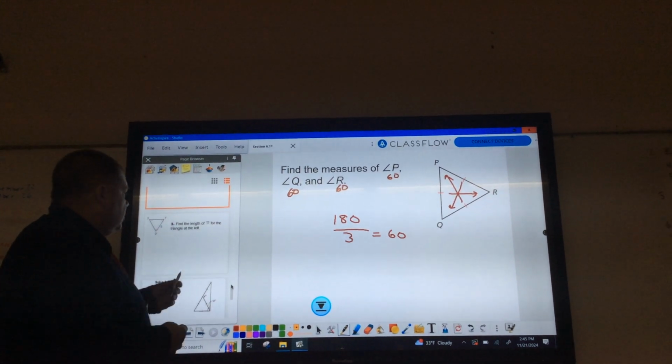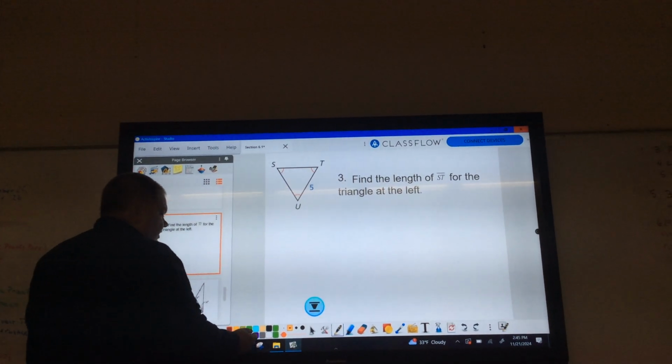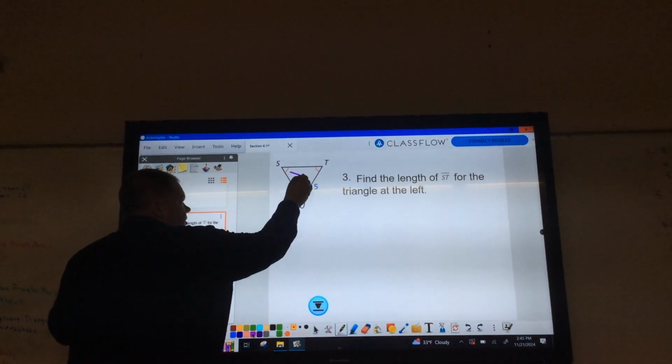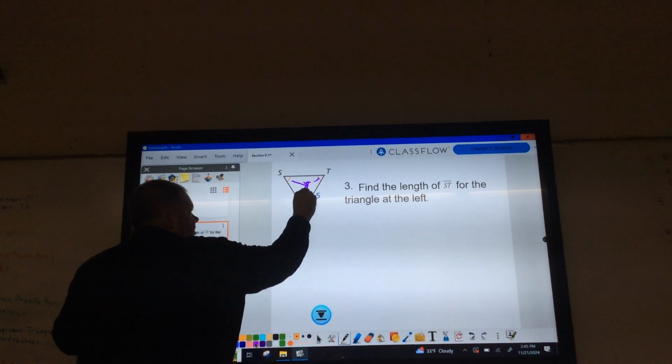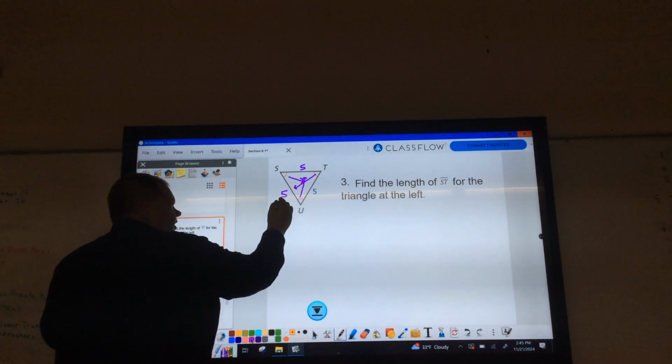The same kind of thing will occur when we look at the lengths in a triangle. Okay, if all three sides or all three angles are the same, then every side here is going to be the same as well. So ST is going to be 5, as would SU.